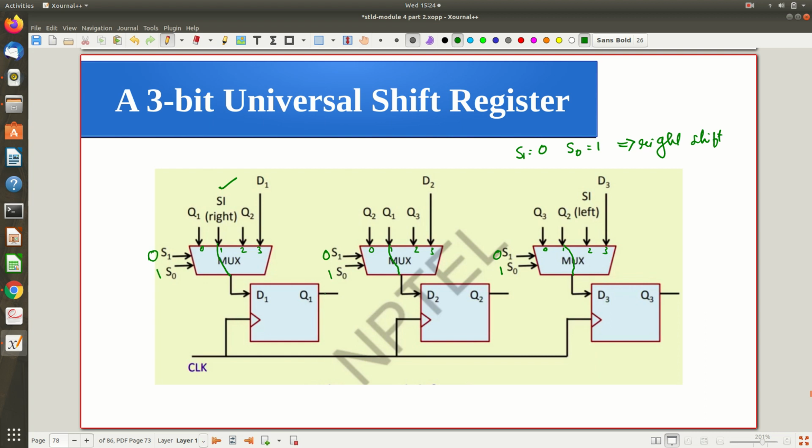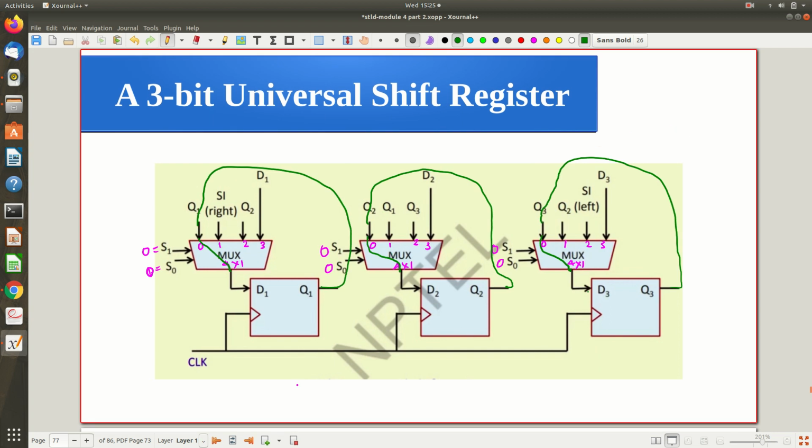Hope you remember that. So the output of this particular flip-flop, Q1, is connected here, and this is what is bridged to the input of the second flip-flop. Similarly, the output of the second flip-flop, that is Q2, is bridged to D3, fine. So it is now performing the right shift operation. Similarly, this is what we saw first, when S1 is equal to 0 and S0 is equal to 0, it is retaining the information. So this corresponds to no change.